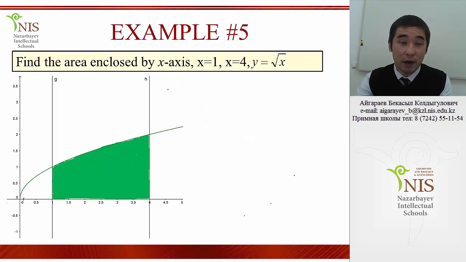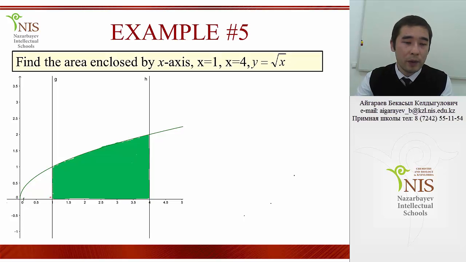Okay, example 5. Find the area enclosed by the x-axis, x is equal to 1, x is equal to 4, and y is equal to square root of x. Remember we used the trapezium rule for square root of x to find the area, and our estimation wasn't precise. But now it's going to be much more precise, because we are going to use integrals.